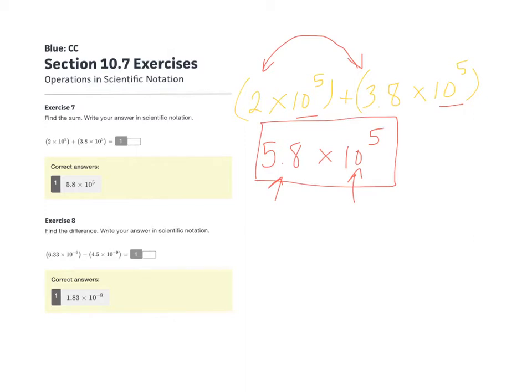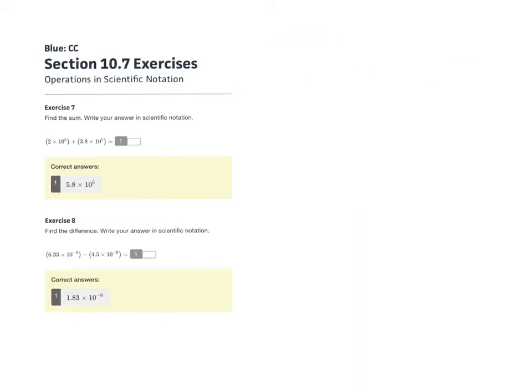Let's look at exercise 8. Question number 8. I've got 6.33 times 10 to the negative 9th minus 4.5 times 10 to the negative 9th. So we've got this part right, and remember this has to be the same for addition and subtraction. And since it is the same, we can go ahead.